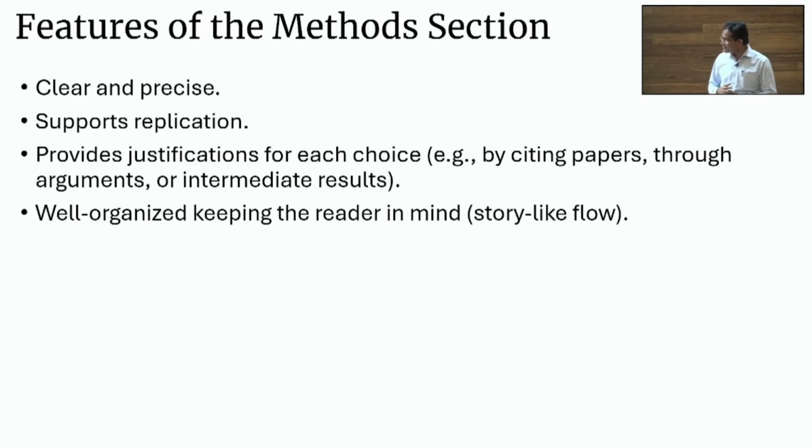Thirdly, provides justification for each choice. Now, politicians are very good at this, right? They will say, we selected this contractor to build this bridge because of this reason, right? I mean, they always have a reason, but the researchers, do we have a reason for the choices that you made in the methodology section? I chose this chemical, I chose this computer, I chose this algorithm. For all these things, we must have a justification.